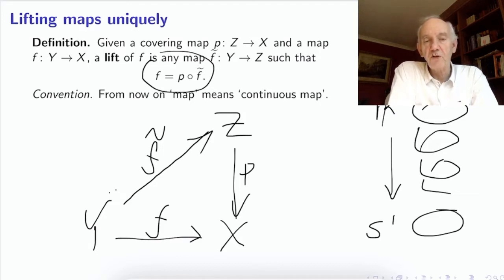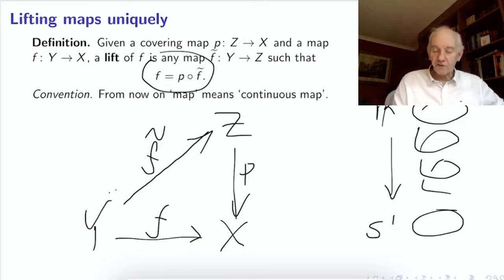And by the way, when I talk about maps from now on, it's always intended that they are continuous maps, because all the spaces are topological spaces. Remember, continuous just means the inverse image of any open set is open. So that's the notion of a lift.